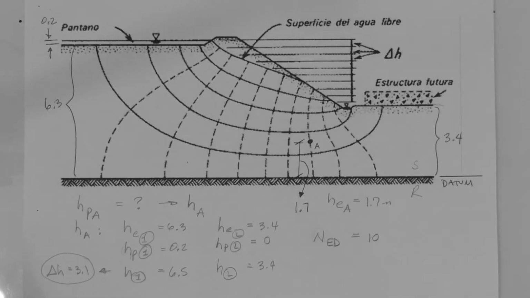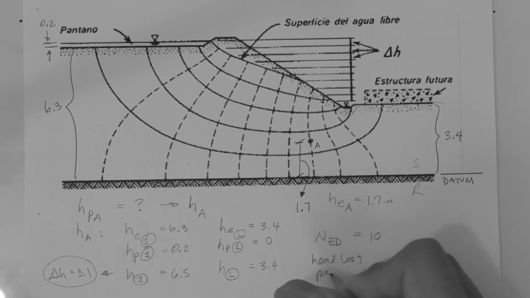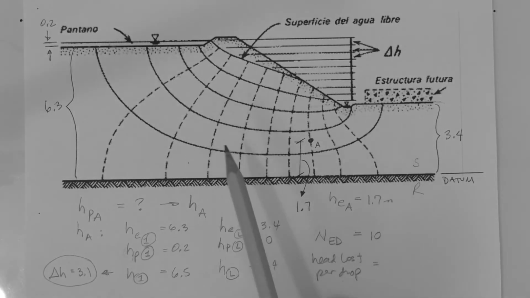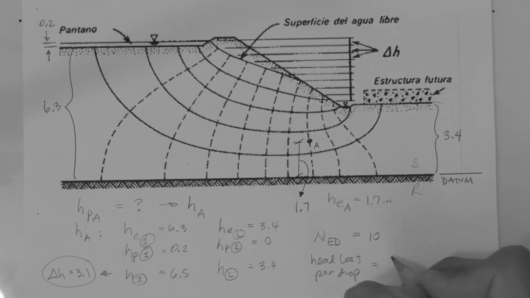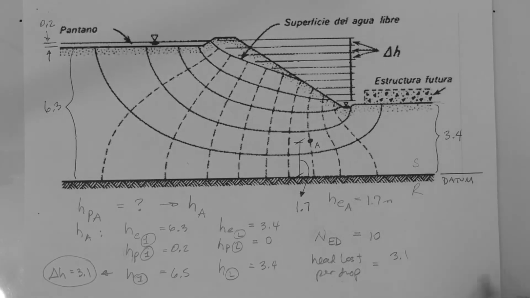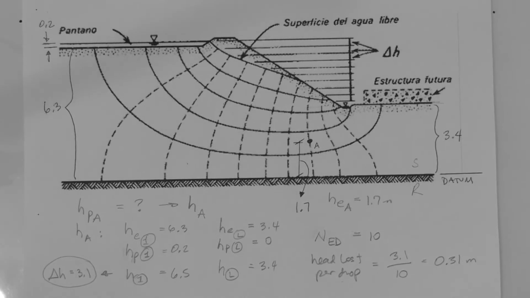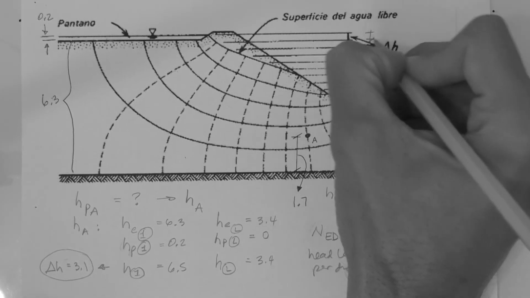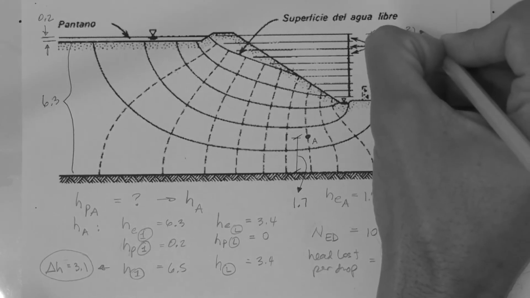So this is 10. The fifth step is then to determine the head lost per drop. We know that the entire head loss is 3.1 meters. And we have 10 drops. So it's 3.1 meters lost in 10 drops. That's 0.31 meters lost per drop. And so that is to say, if you will, that each of these distances here is 0.31 meters.